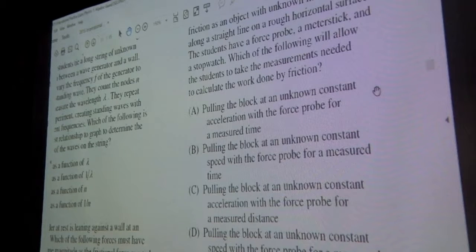Kyle, Philip. And there's Norris. It's a force. It's work is done with time. Picking B. Yeah, that's what. B. No way, Jose. It's constant velocity. Can't measure anything with that.